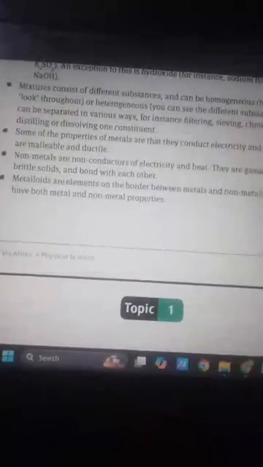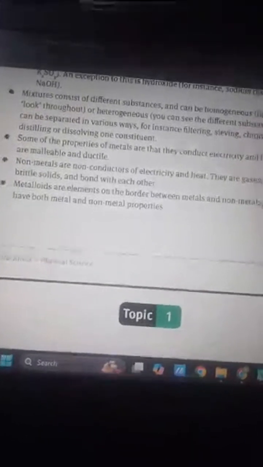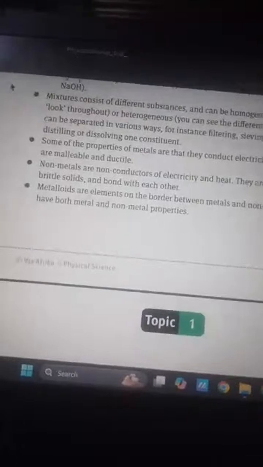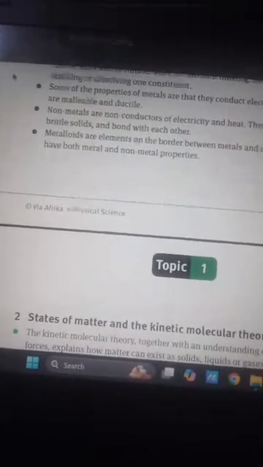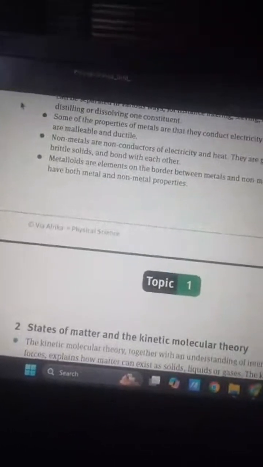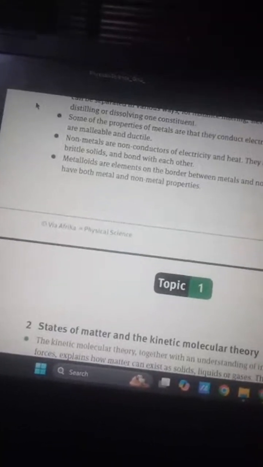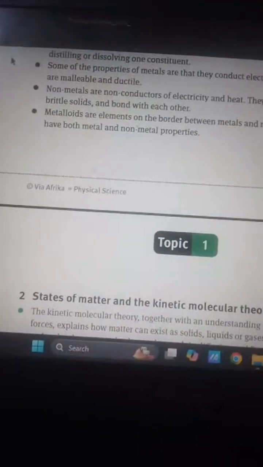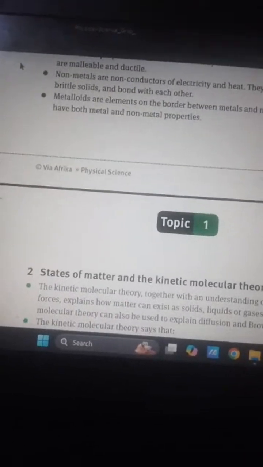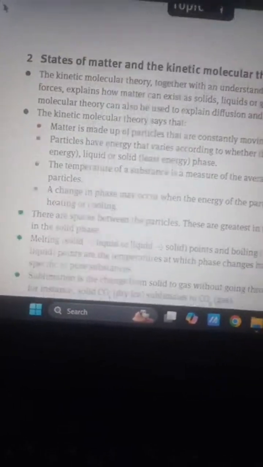Some of the properties of metals are that they conduct electricity and heat, and they are malleable and ductile. Non-metals are non-conductors of electricity or heat. Examples of them are gases and brittle solids.